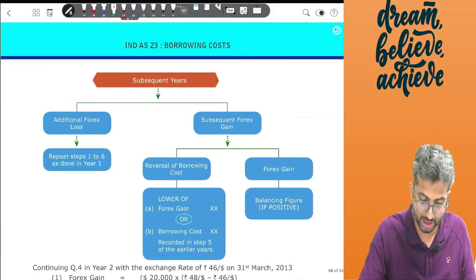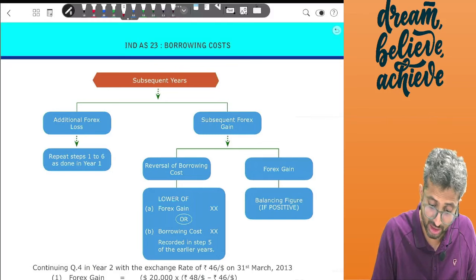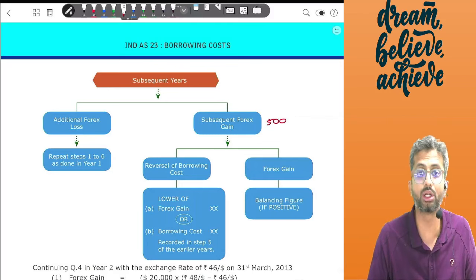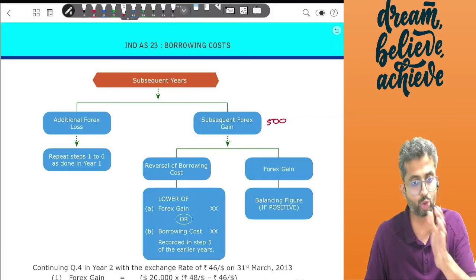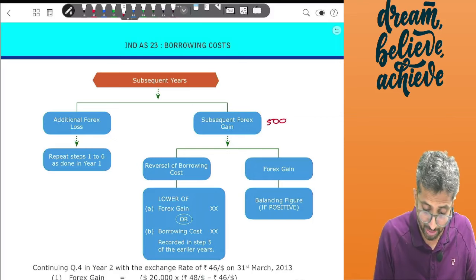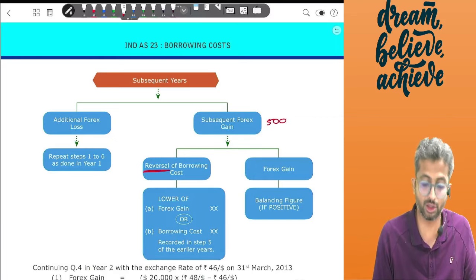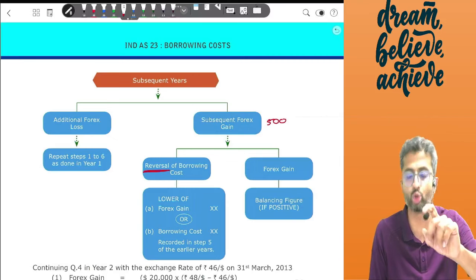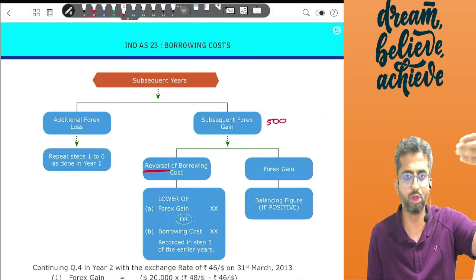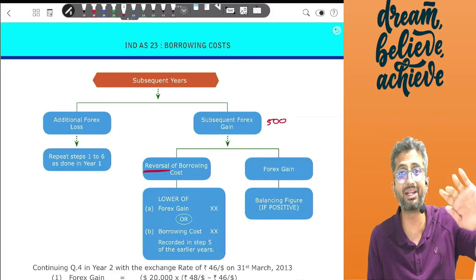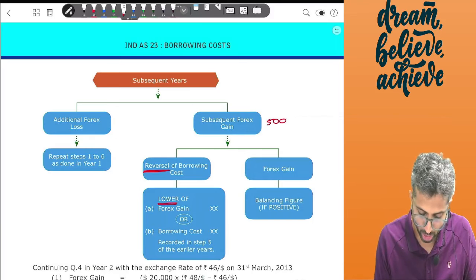So if I were to understand this, we will say that in the subsequent years, if there's a foreign exchange gain, let's say there is a foreign exchange gain of 500, you move from 90 to 85. Then I will treat this as reversal of borrowing cost. Ideally, loan account debit, because loan is a liability, it's going to reduce, so loan account debit.